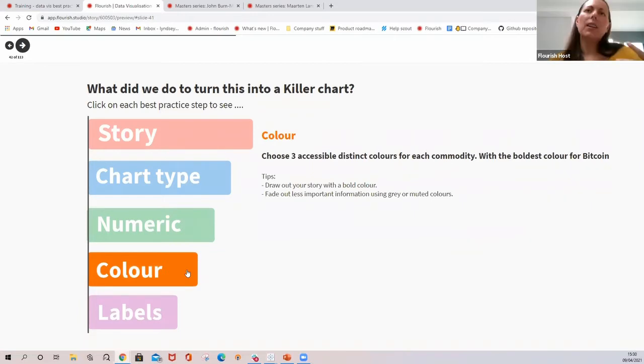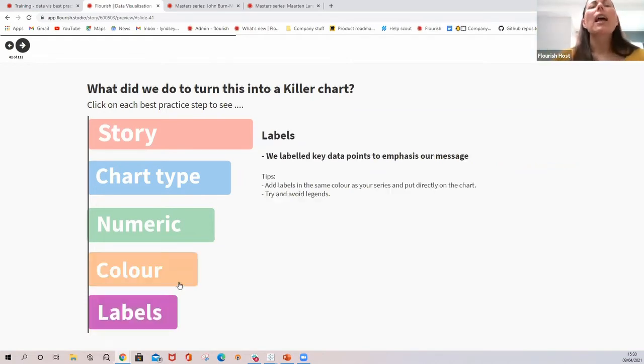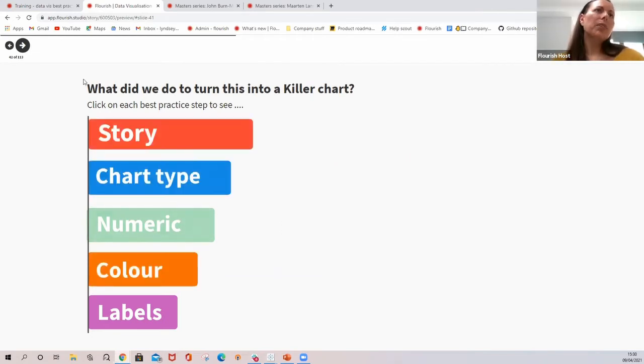Again, another design decision that you would take based on the story you want to tell. Color: we used three distinct, accessible colors. We put Bitcoin in the brighter color to attract attention there too. And labeling: we labeled key data points to emphasize our message and to reiterate our story with the actual numbers. So these are all the things that we did there.